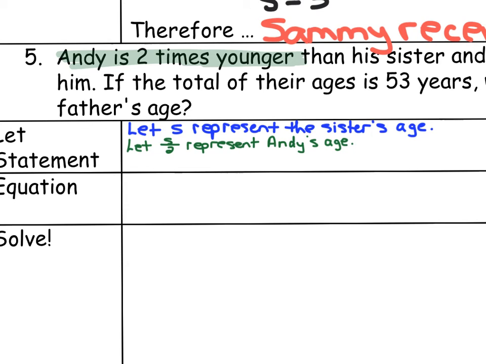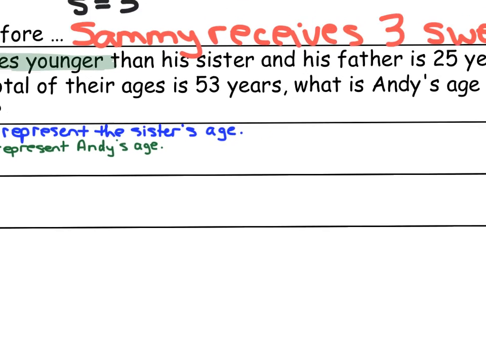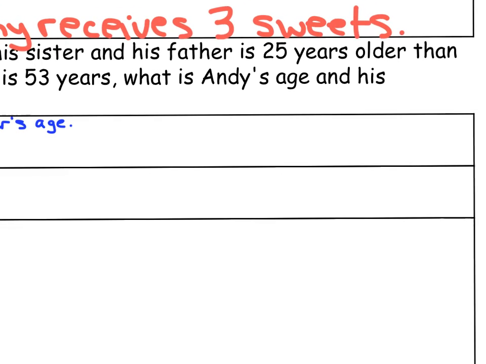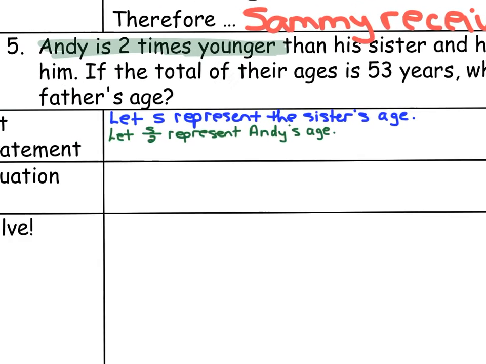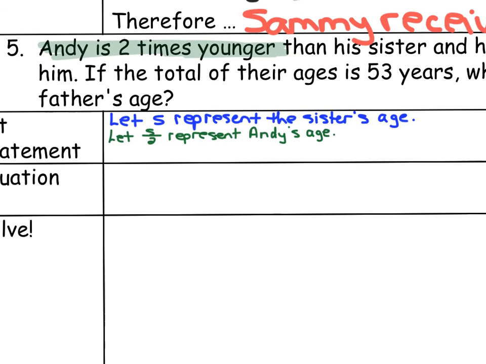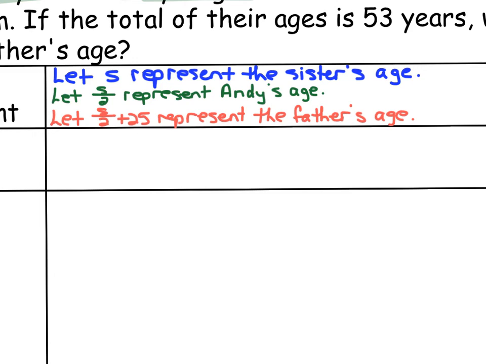Now we have to look at what we're going to do for his dad. And it says that his father is 25 years older than Andy. So we're going to do a let statement for his dad. So now we have a let statement for each one. We've got the sister, we have Andy, and we have their dad.